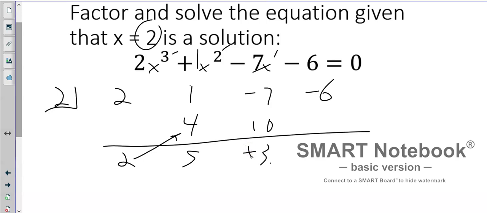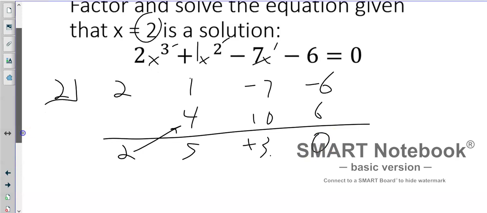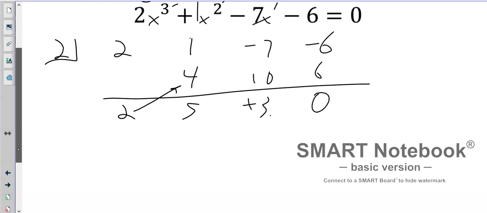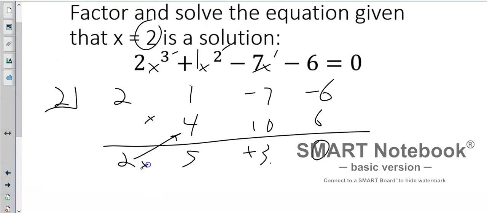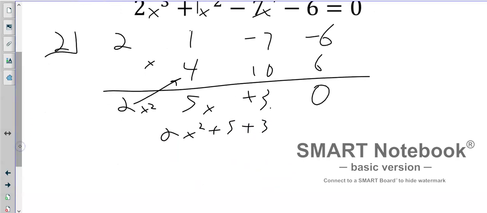I'm sorry, positive 3. I almost did it again. 6, 0. Okay? But we catch our mistakes. Now we start with x cubed. So this is going to be x squared, x. So 2x squared plus 5x plus 3. Now we have to factor that.